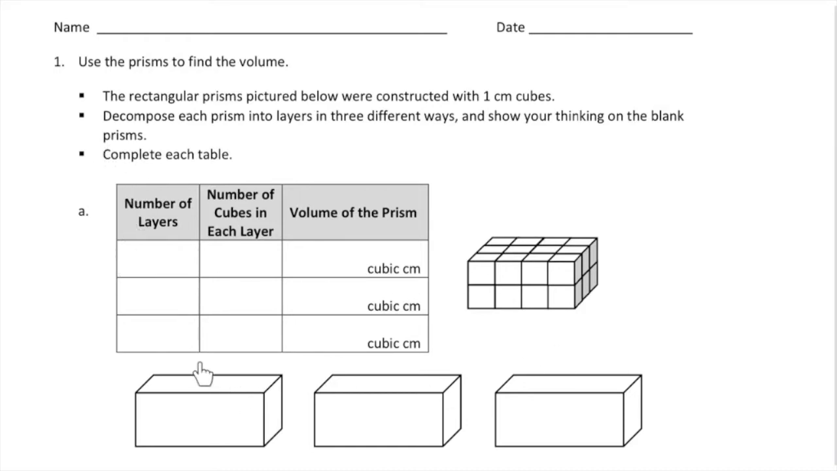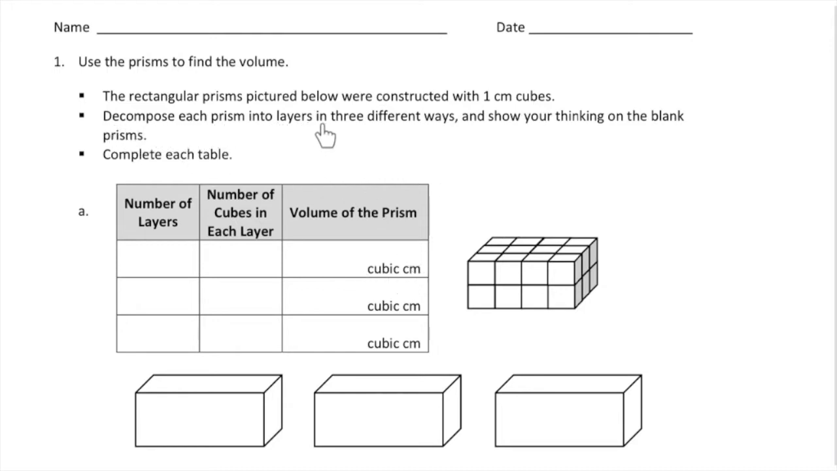This looks like your problem set, but it's not. It's just some sample problems. And these are the directions. It says use the prisms to find the volume. So here's the prisms, here's the prisms. It says the rectangular prisms pictured below were constructed with 1 centimeter cubes. So that's why it's saying cubic centimeters as the label.